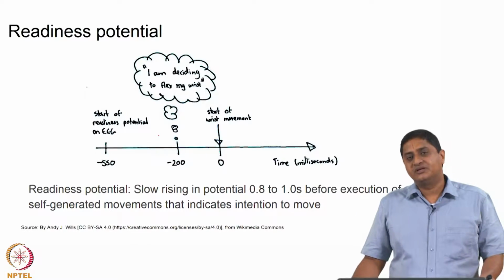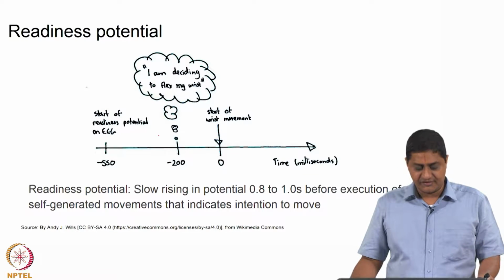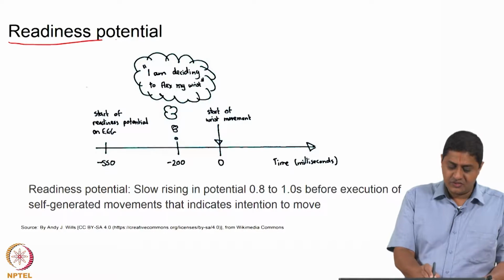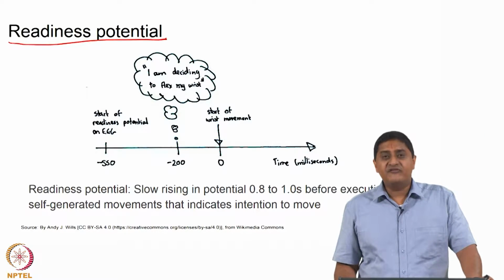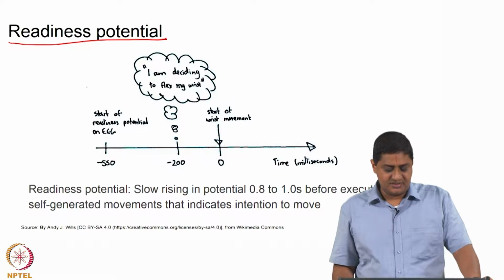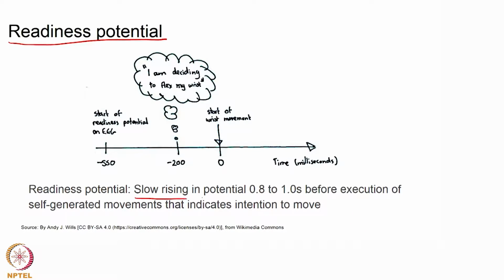An important concept in understanding movement and movement related function is the notion of readiness potential. If a movement is performed by intention, then the readiness potential is a potential that is slow in rising at about 0.8 to 1 second before the execution of self generated or self initiated intentional voluntary movements. 1 second is a long time in neuronal terms. We have been talking in the order of tens of milliseconds.